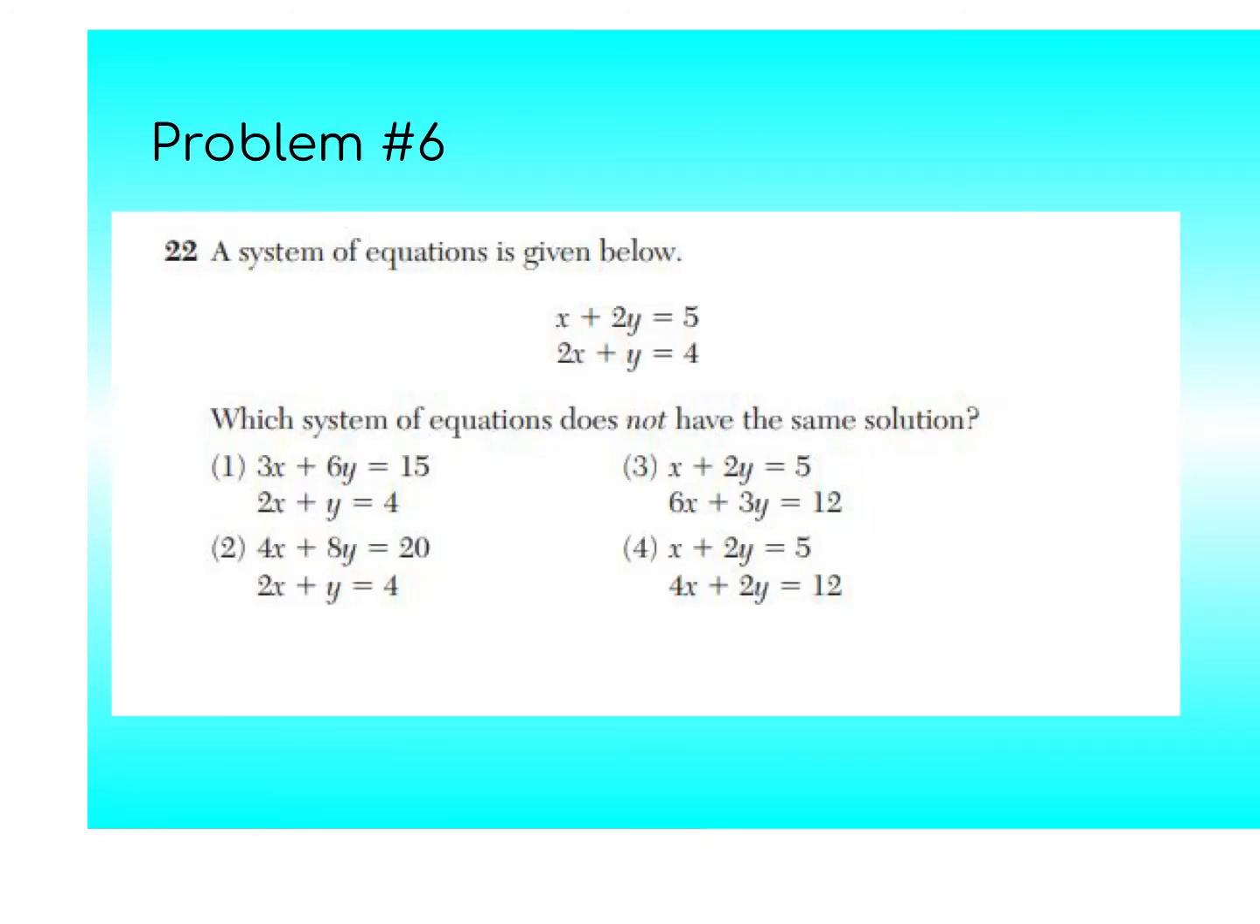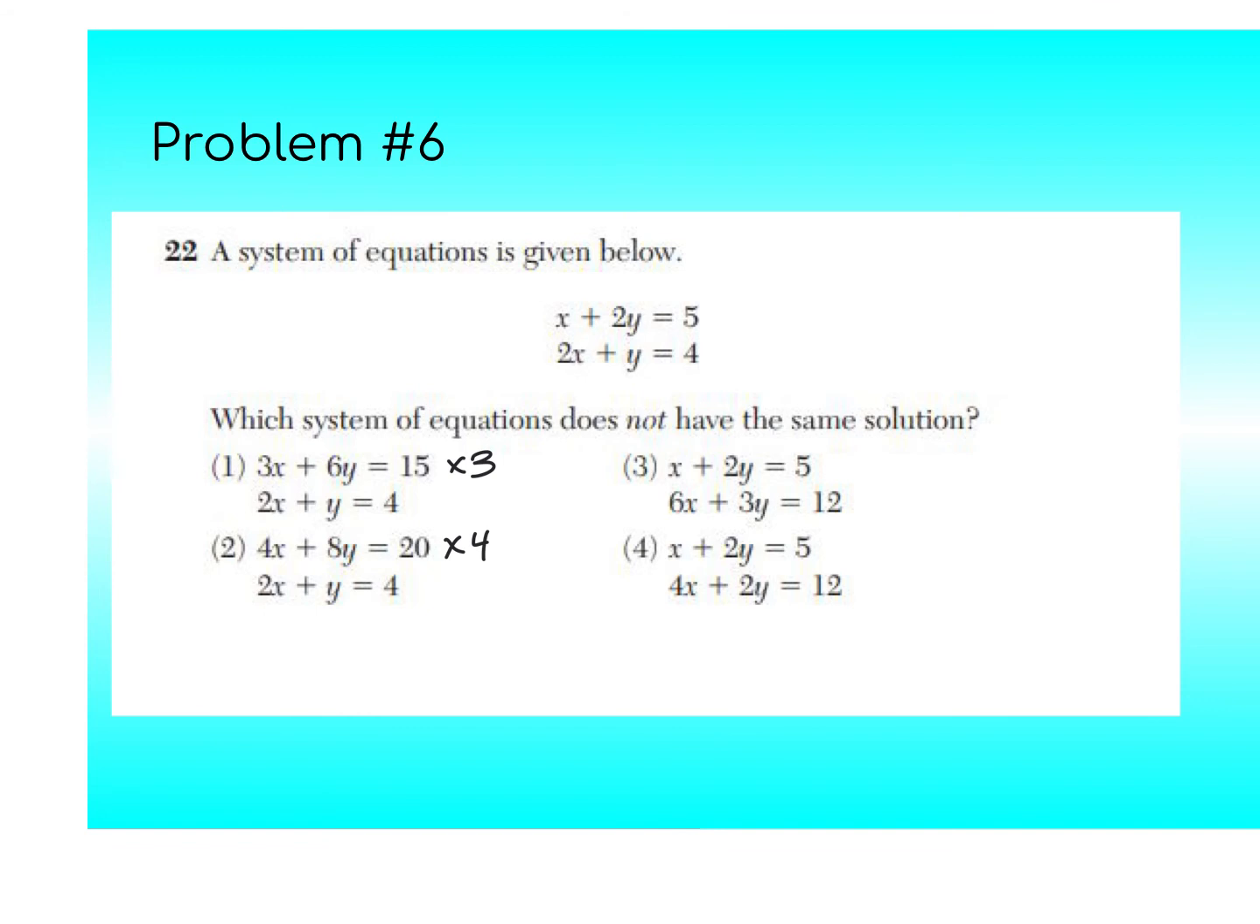Okay, so for this one, a system of equations is given below. Which one does not have the same solution? So you're looking for a mismatch when we multiply by something. Here the top one has been multiplied by 3, and the bottom one, nothing has happened. Here the top one has been multiplied by 4, and the bottom one stays the same.